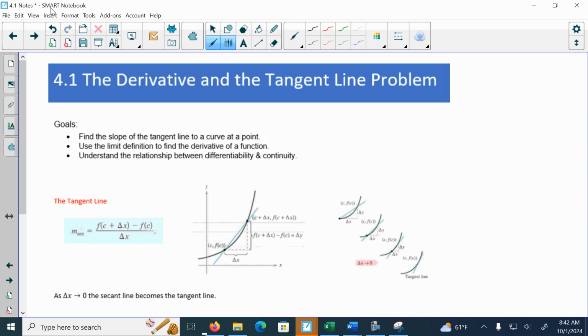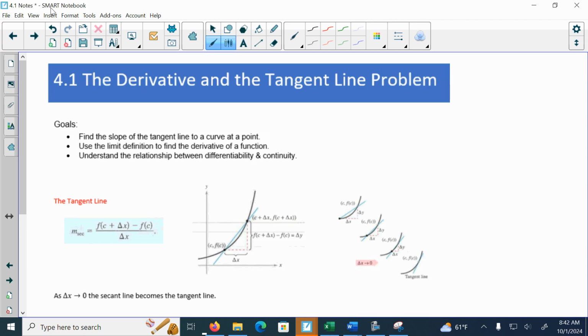So what we're going to do in this section is find the slope of a tangent line to a curve at a point. Then we're going to use the limit definition to find the derivative of a function, which means we can then find the derivative at any point. And then we're going to understand the relationship between differentiability and continuity.